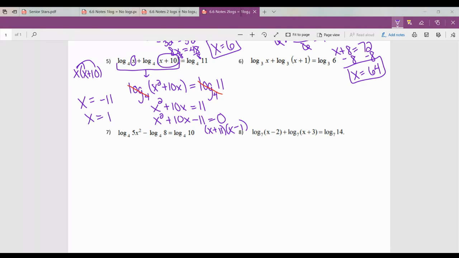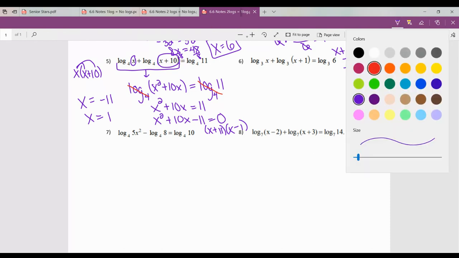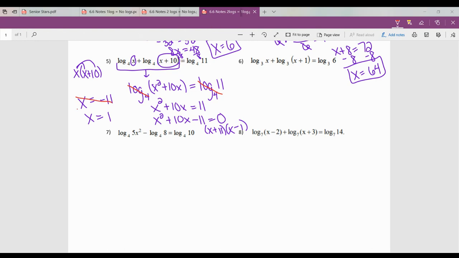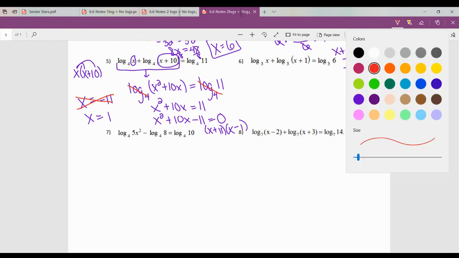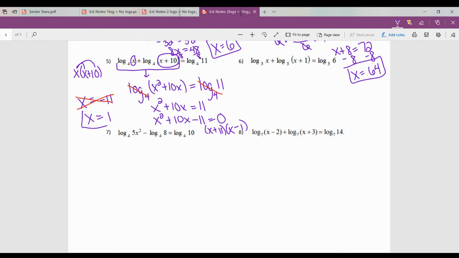Now, here's the thing. Remember, with that log, we have to check to see if it works. If I plug in negative 11, I'm going to have log base 4 of negative 11. You can't take the log of a negative number, so this gets crossed out. If I plug in 1, I have a positive, and then 1 plus 10 is positive 11, so that one works. So the only answer for this one is x equals 1.